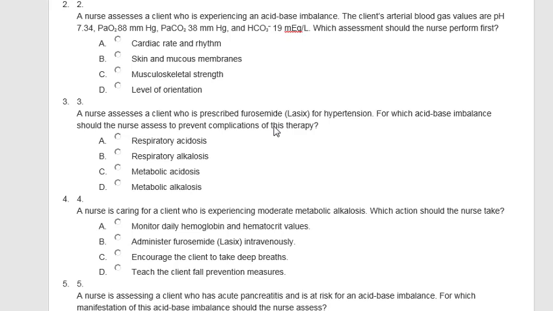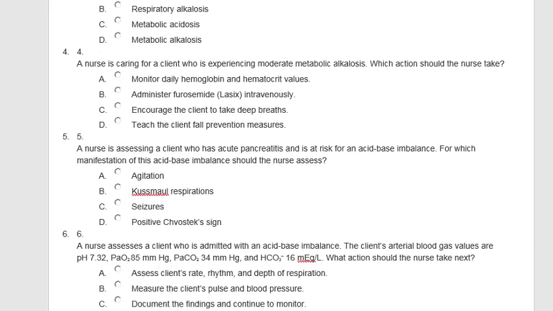Okay, let's look at number 4. A nurse is caring for a client who is experiencing moderate metabolic alkalosis. Which action should the nurse take? Okay? So this one we're going to do, we're going to talk to them about preventing falls. Let's look at number 5.